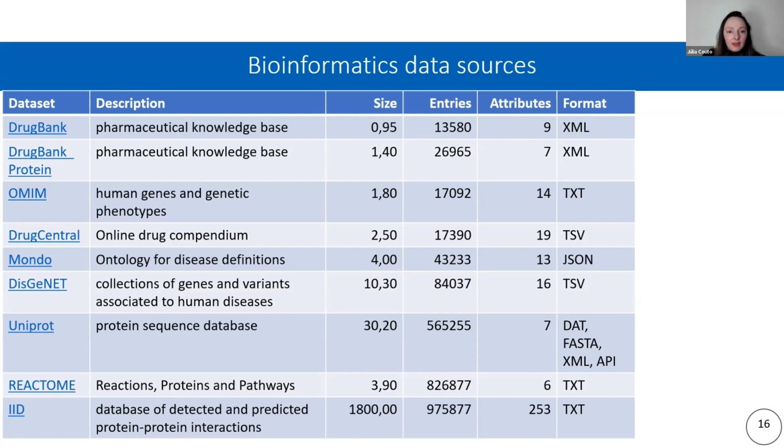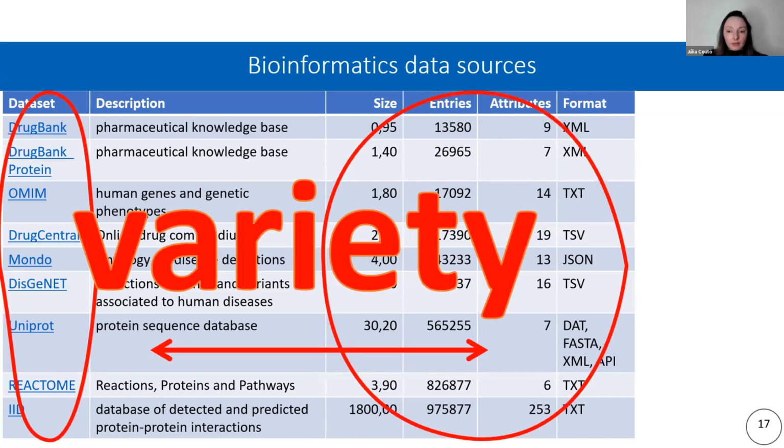This table shows that we selected heterogeneous datasets because they have varied sizes from 1 megabyte to almost 2 gigabytes. We also have different amounts of instances or entries, with the number of attributes varying from 6 to more than 2,500. We also present different formats such as text, CSV, XML, JSON, and we also query UniProt using an API. Thus, those datasets present a variety of format, size, and number of entries, which are very important so we can validate our approach.